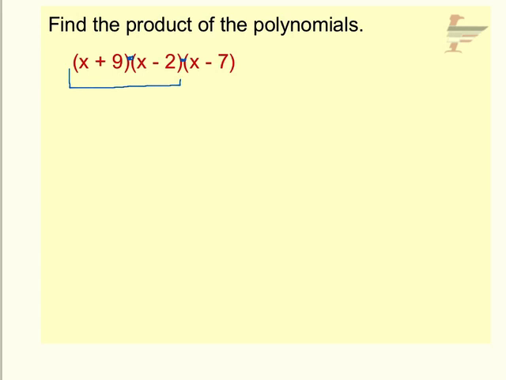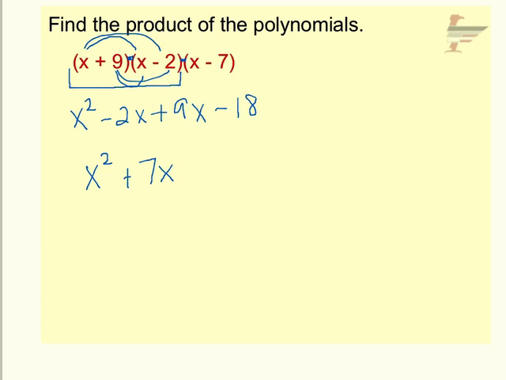Let's do this multiplication first. It's a binomial times a binomial, so I'm just going to FOIL that out. We have x squared minus 2x plus 9x minus 18. Combine your like terms, so we have x squared plus 7x minus 18. Throw parentheses around that, and now what we're going to do is bring our last binomial down and multiply that by the x minus 7.